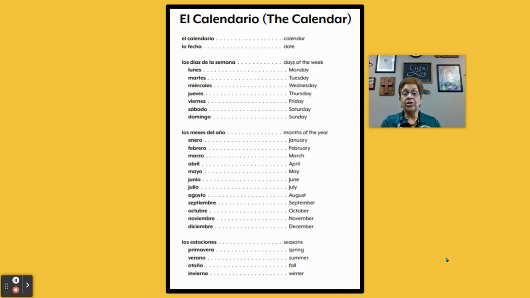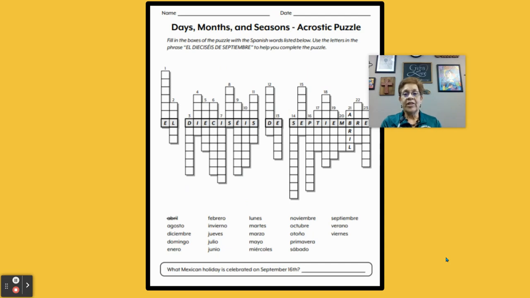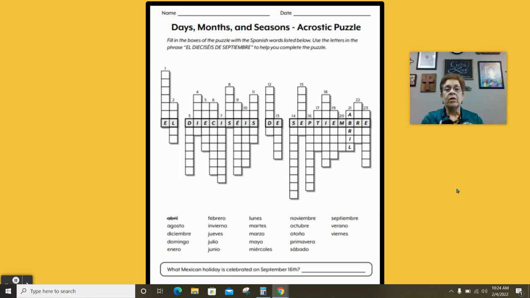Now let's go on to our activities. So you should have these activity sheets. This activity sheet, days, months, and season acrostic puzzle, is a fun puzzle. So let's talk about how it works. Fill in the boxes of the puzzle with the Spanish words listed below. Use the letters in the phrase el 16 de septiembre to help you complete the puzzle.